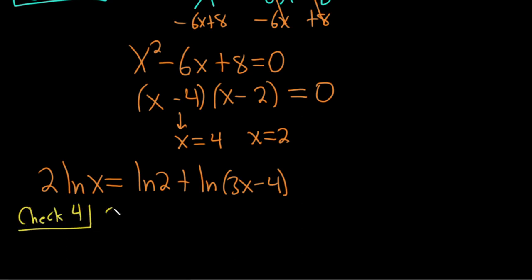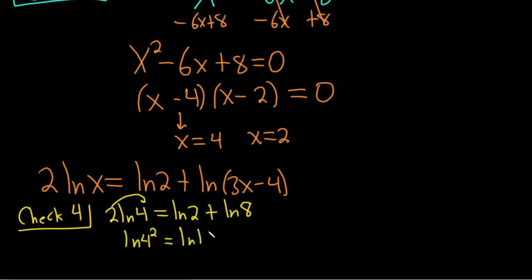So if we check 4, we get 2 natural log of 4 equals natural log of 2 plus natural log. Let's see, 3 times 4 is 12. 12 minus 4 is 8. Okay, so we need to see if these are actually the same. So what we can do here is we can keep going. We can bring the 2 up. That's ln of 4 squared. And then here we can use the product rule for logs. 2 times 8, that's ln of 16. And that's correct. 4 squared is 16.